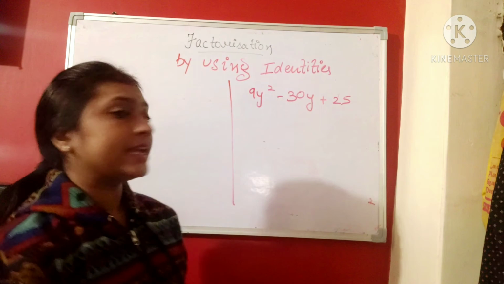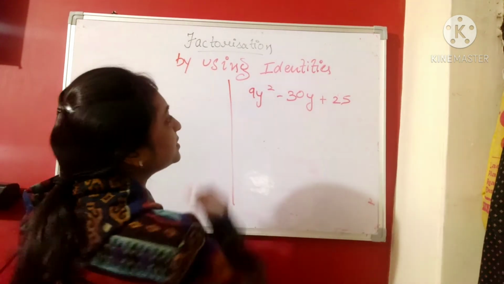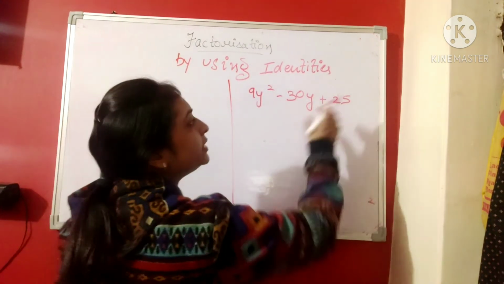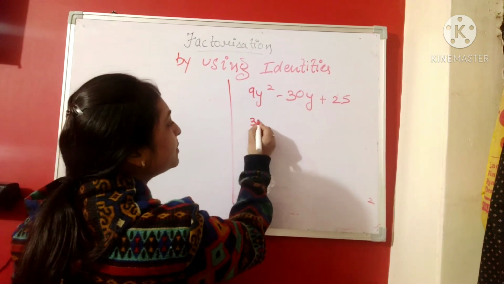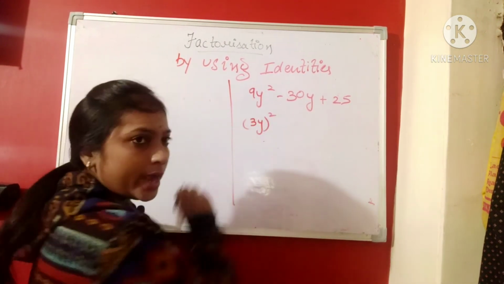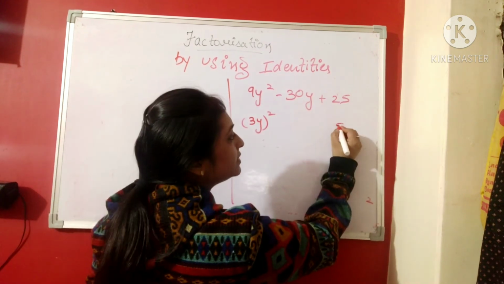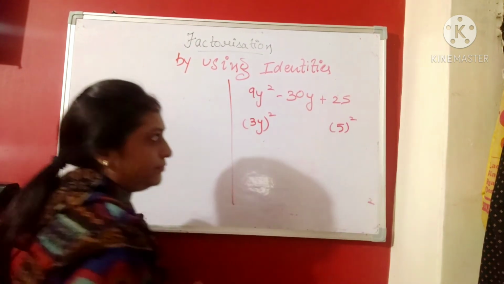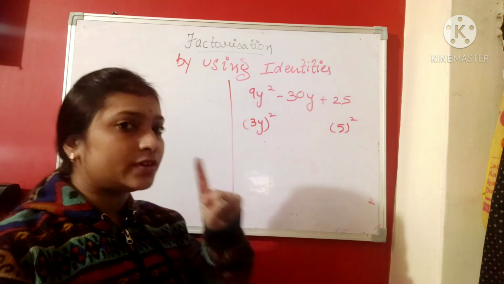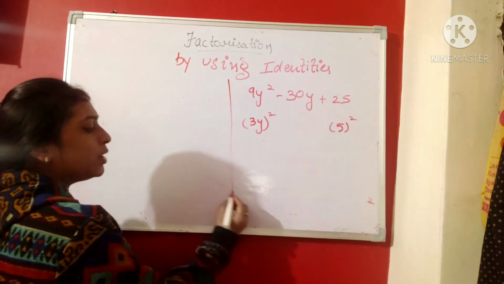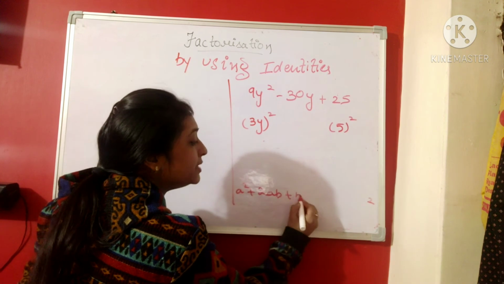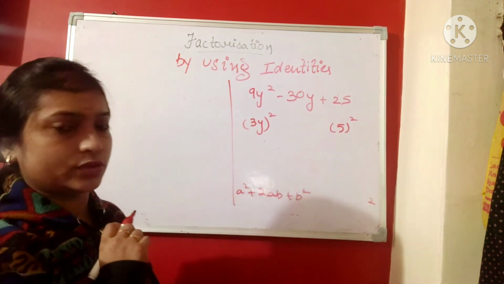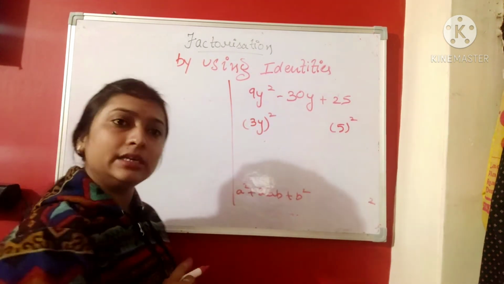Now come to the second type of question. Here it is 9y square and here it is 25. Now 9y square is there, it is a perfect square of 3y, and 25 is a perfect square of 5. Right, if we see the first identity, the formula was a square plus 2ab plus b square. No negative term was coming, but here we have the middle term negative.